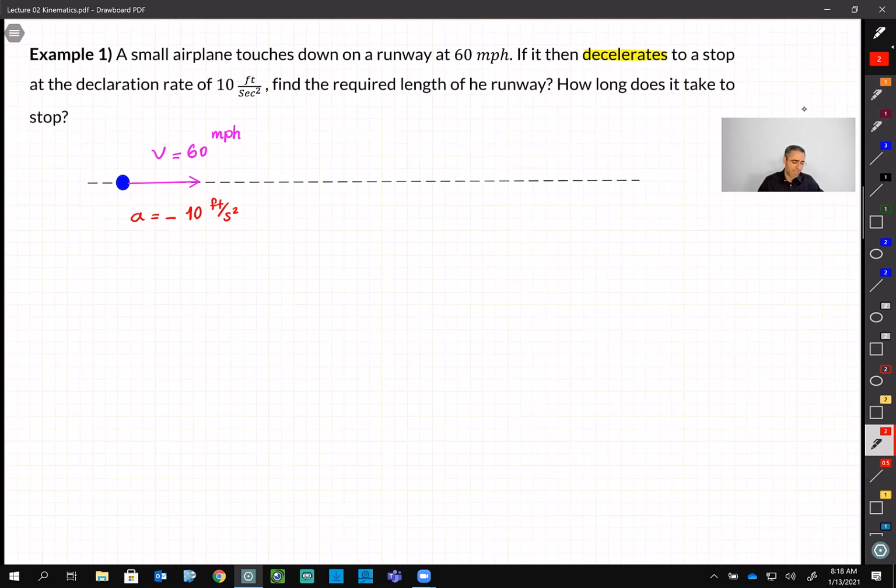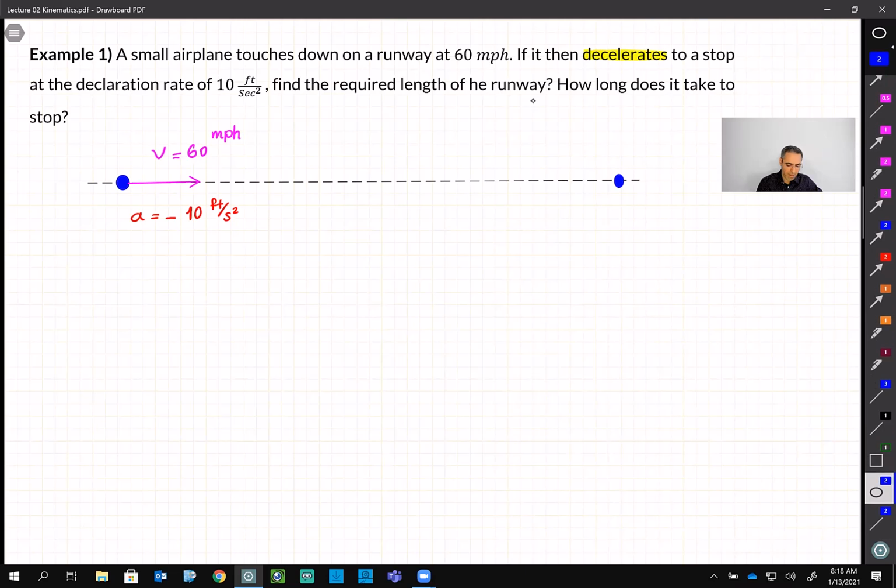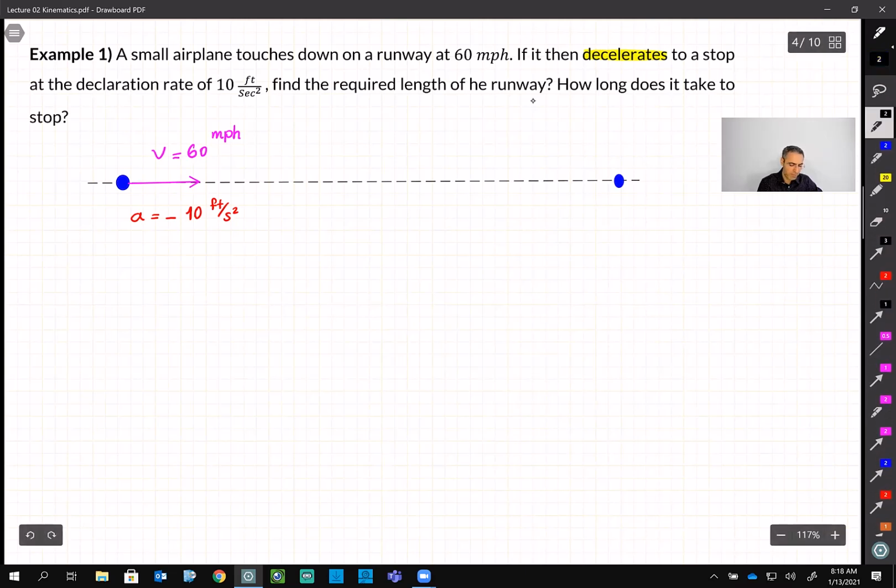So the question asks, how long does it take? Oh, no, the first part, it says, find the required length of the runway, right? In other words, this plane is gonna come down and stop somewhere. We wanna know the length of this runway. Maybe after this end of this runway, there is maybe ocean. We don't want the airplane to go to the ocean, right? So it's critical then to know the length. Let's see what we have here. It's a constant acceleration problem. So good, we don't need to do any integral or anything.